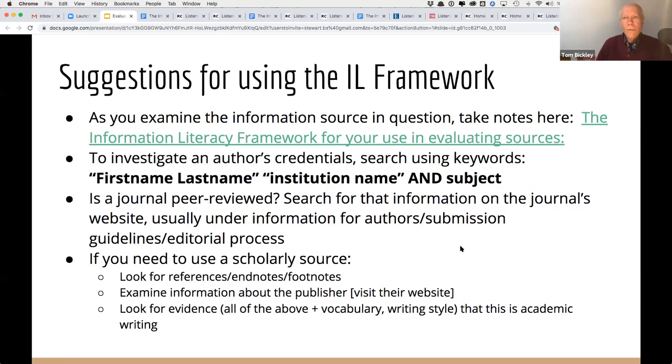One of my students years ago said, I can tell it's an academic source because I don't understand the words, which really isn't quite the best way, but it's a sort of rule of thumb that's useful, a litmus test there. So explore and expand your knowledge with this, definitely.